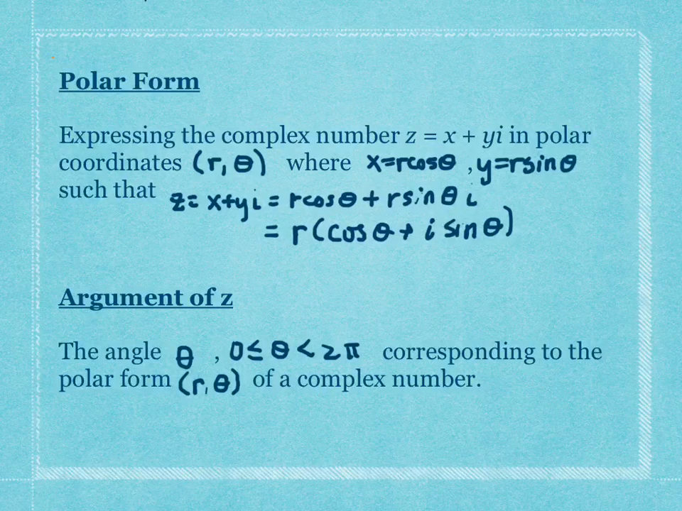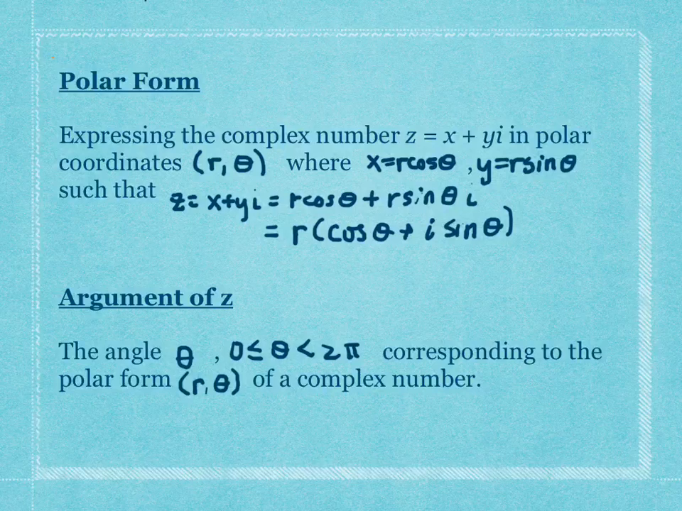So my z value that can be written as x plus yi in rectangular form, we can substitute the x for r cosine theta. We can substitute the y as r sine theta. And then, as you notice, each of those pieces has an r in it. We could factor the r out in front for another form of the polar equation, or polar form. We talked about the argument of z last time as well.